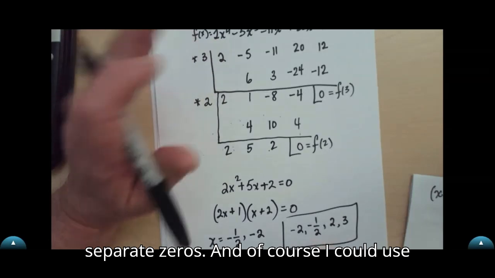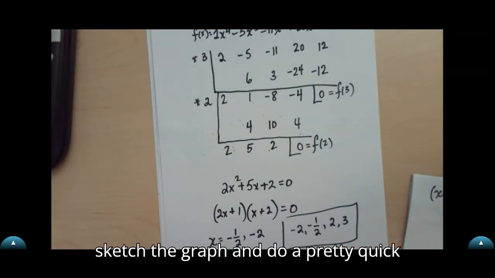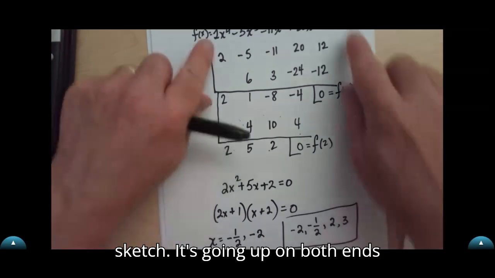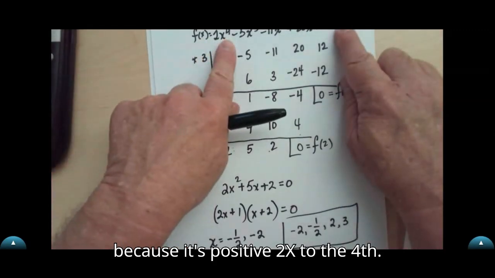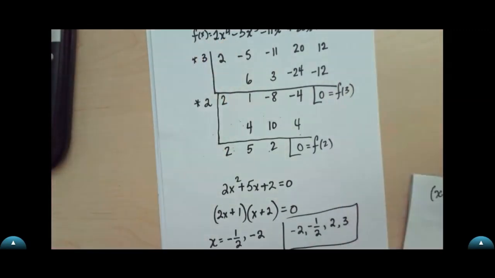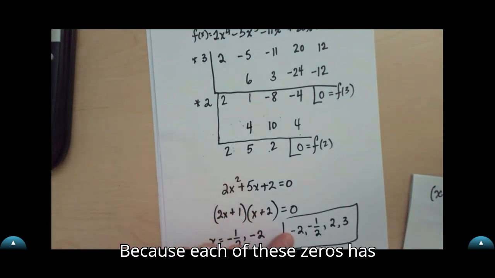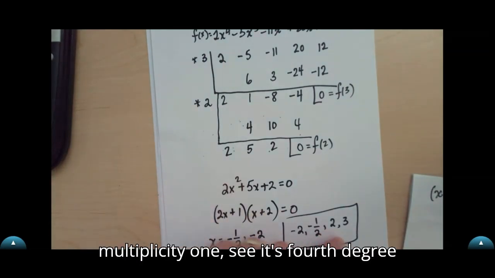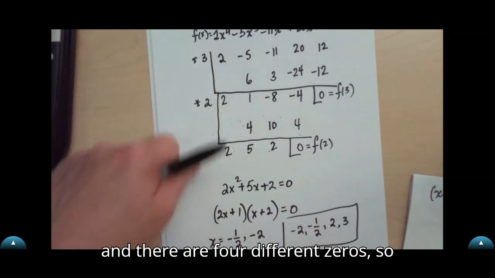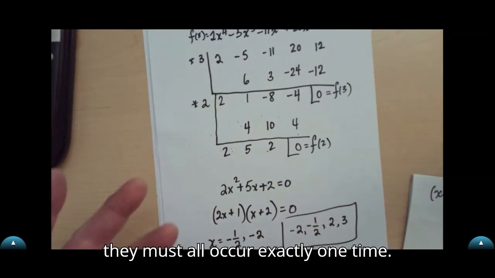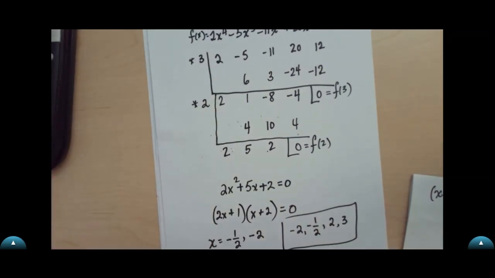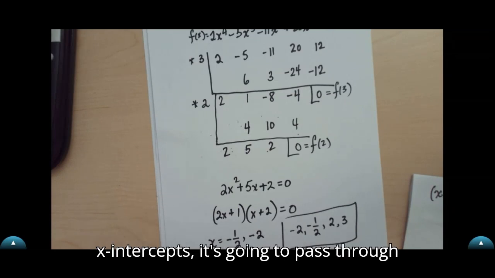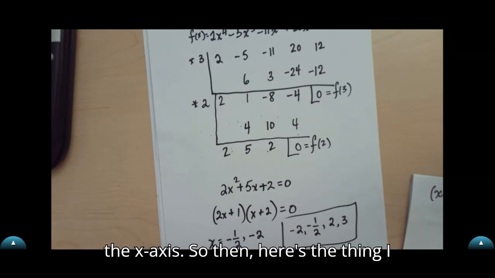And of course I could use that information, if we had more time, to sketch the graph and do a pretty quick sketch. It's going up on both ends because it's positive 2x to the 4th. Because each of these zeros has multiplicity 1. It's fourth degree and there are 4 different zeros, so they must all occur exactly one time. Every time the graph hits one of those x-intercepts, it's going to pass through the x-axis.